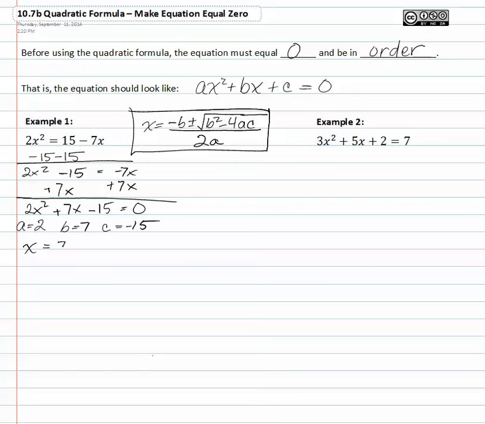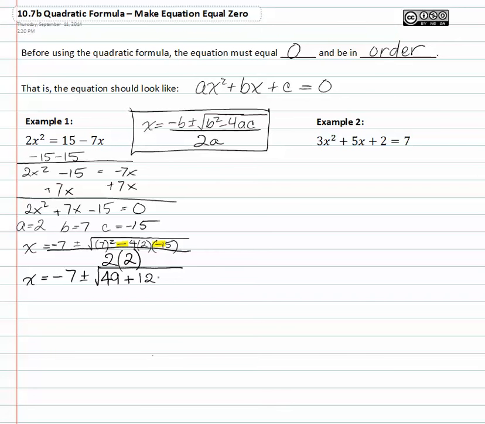X is equal to negative 7, plus or minus the square root of b squared, 7 squared, minus 4 times a, which is 2, and c, which is negative 15, all over 2 times 2. When I simplify this, I get negative 7 plus or minus the square root of 49. And once again, I have a negative and a negative, which will make a positive because I'm multiplying. So I'm going to have a positive 4 times 2 is 8, times 15 is 120. All over 2 times 2, which is 4.